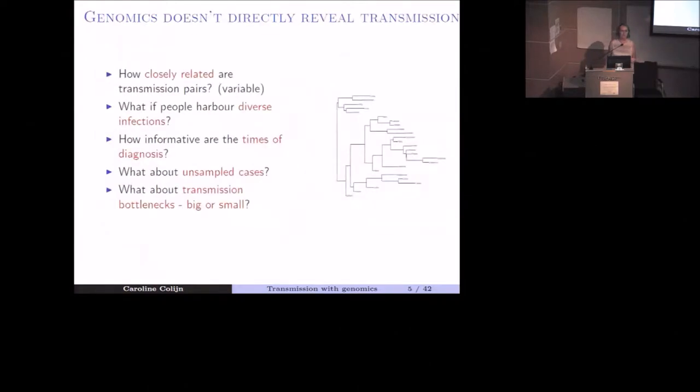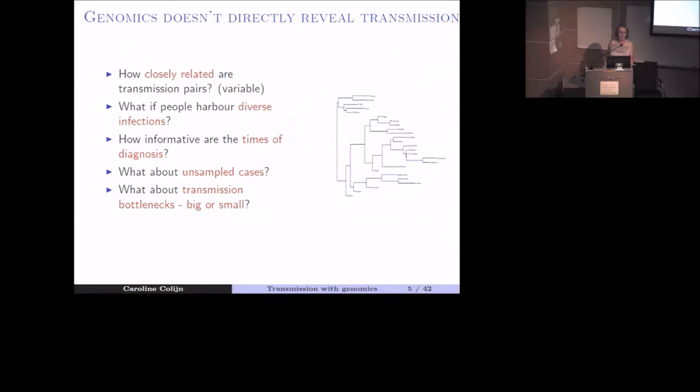And so having genomic data, especially for TB where variation tends to be low, does not directly reveal transmission, who infected whom. So one reason it doesn't reveal it is this pairs thing I just talked about. Another reason is that people might have diverse infections, so you might not be able to sample exactly the ancestral pathogen that was transmitted from your friend to yourself. We may not know a lot about times of diagnosis. They may not be informative.